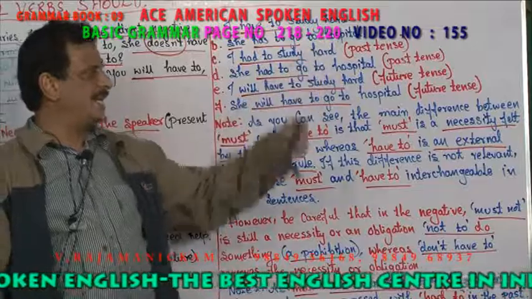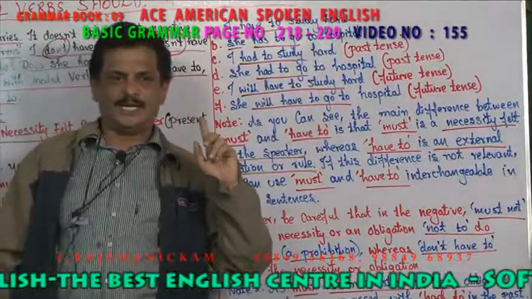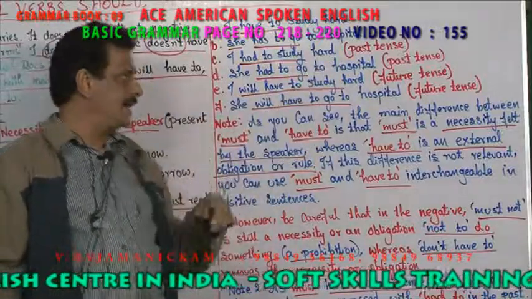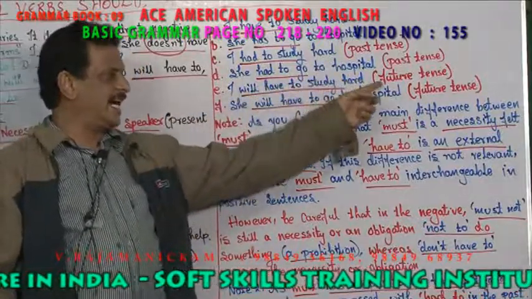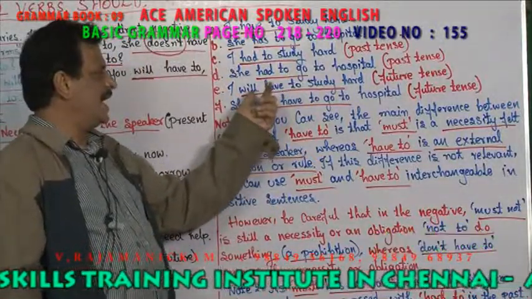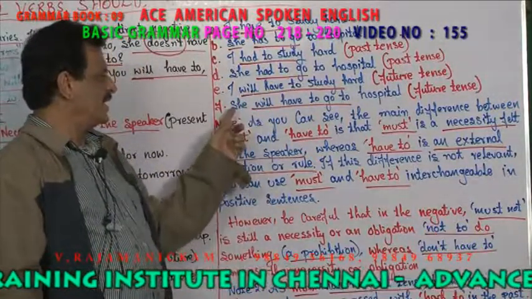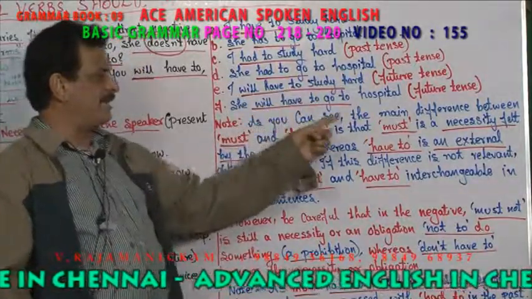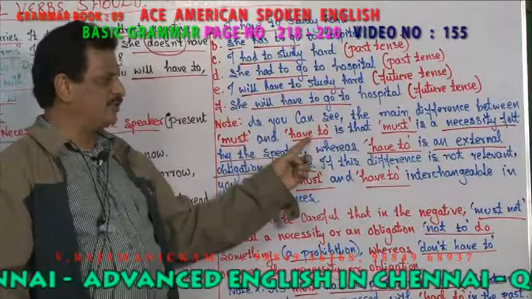I had to study hard. Past tense, I had to study hard. She had to go to hospital. Past tense. I will have to study hard. Future tense, I will have to study hard. So, have to is used with the other modal verb will. She will have to go to hospital. Future tense. As you can see, the main difference between must and have to is that.